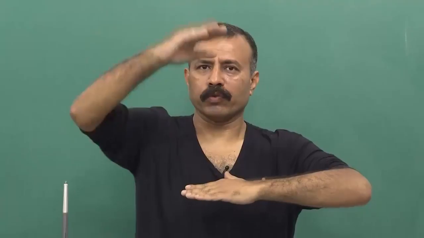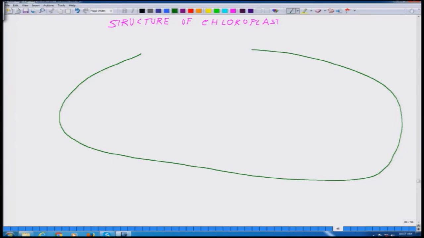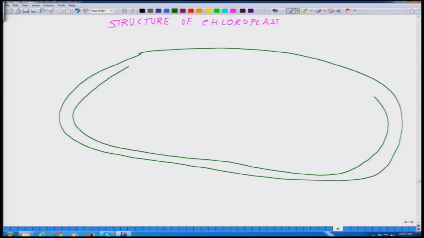Chloroplast is a double membrane structure. Before I draw this, try to visualize it in your brain. It is a double membrane structure in which you will see stacking of something like gunny bags all over, and there are connectors between them. Now let me draw what I was trying to tell you. It will be something like this. The structure is, this is the outer layer, something like this.